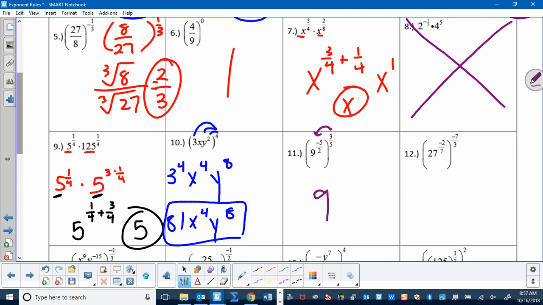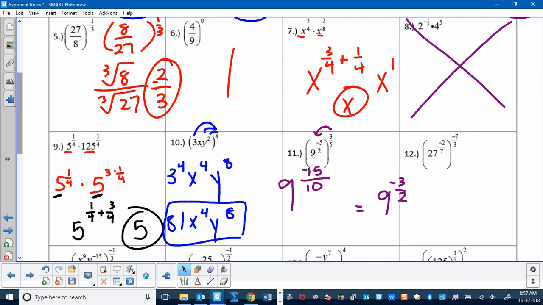How do you multiply fractions? Straight across. So -5 times 3 is -15. 2 times 5 is 10. I don't want to do any of that. I don't want to do to the 15th power or the 10th root, but that reduces. What does that fraction reduce to? -3/2. Okay, that's really cool, but it still has a negative exponent, and I don't like negative exponents.